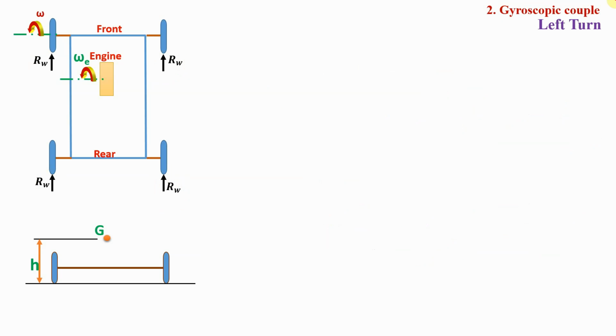The next, reactions offered by the ground on each of the wheels due to gyroscopic couple. Now let us suppose that the vehicle is taking a left turn with a velocity of omega p. This is precession motion because when the vehicle is taking a left turn, it will change the direction of the axis of rotation of the wheels as well as the axis of rotation of the engine parts, hence producing the gyroscopic torque. So we call such motion precession motion. So the vehicle is taking a left turn with a velocity of omega p, the precession velocity.